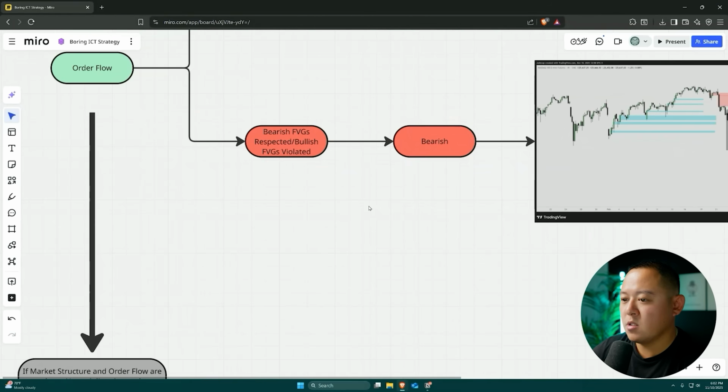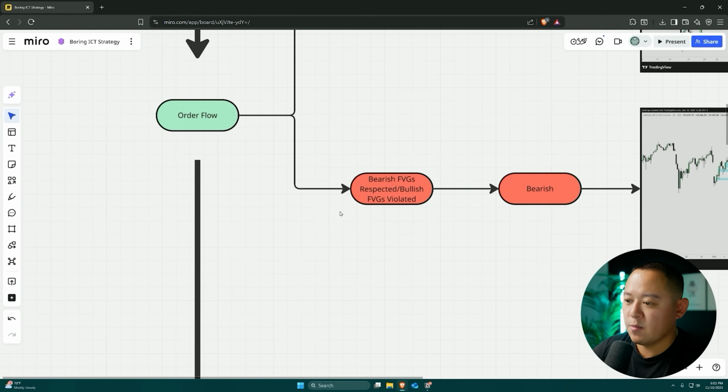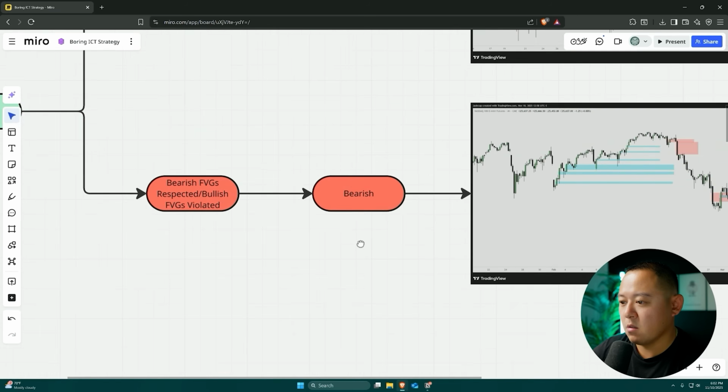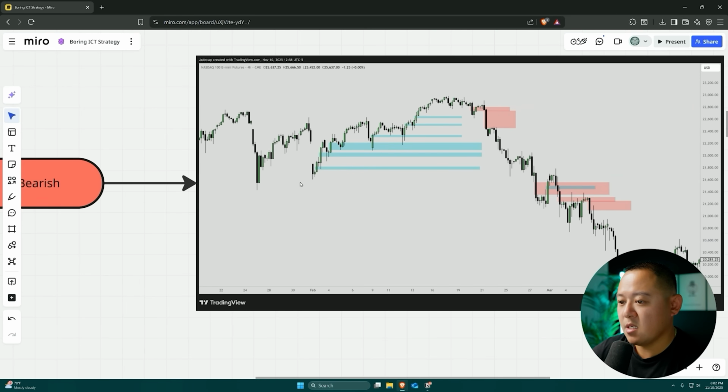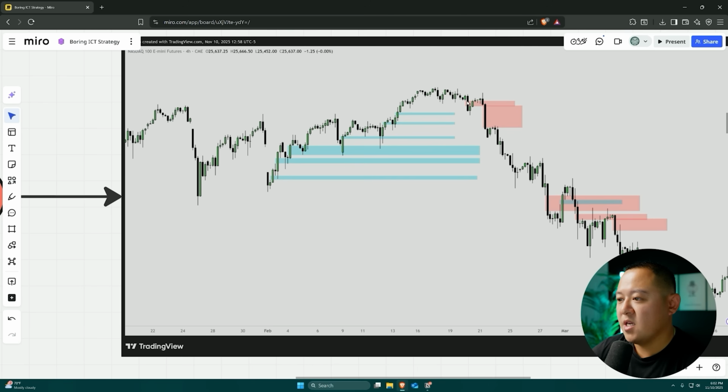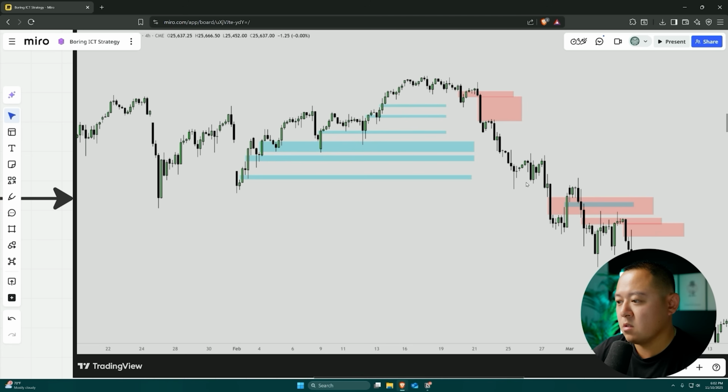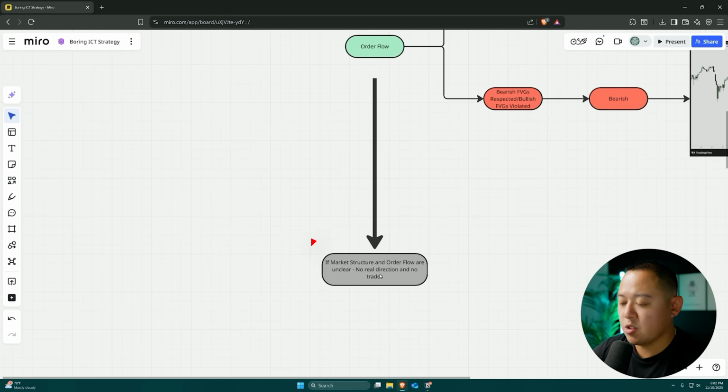And opposingly, if bearish fair value gaps are being respected, but bullish fair value gaps are being violated, then the order flow is currently bearish. So here we can see a ton of bullish fair value gaps. Once we get this bearish fair value gap though, it starts violating all of these levels in here. Now, as you can see, each time we get a closure through those levels, the market continues lower and creates lower highs and lower lows. Now again, if market structure and order flow are unclear, then we have no real direction and no trades.